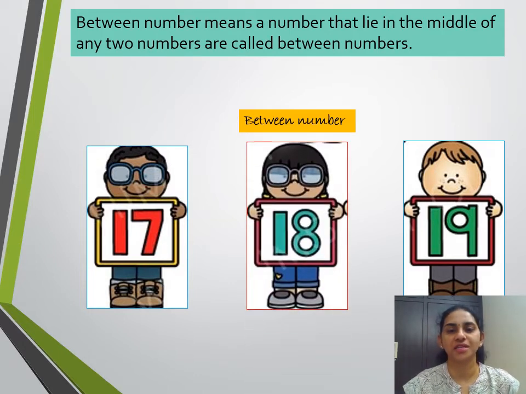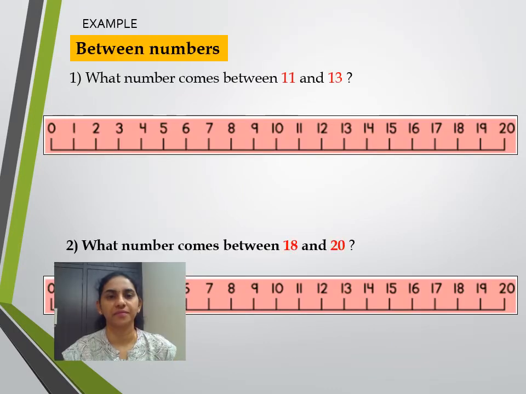Yes, you are right. It is 18. 17, 18 and 19. Now it is in order. So 18 is the between number for 17 and 19. 18. Now here we have a few more examples, children. Let us see between numbers. What number comes between 11 and 13?